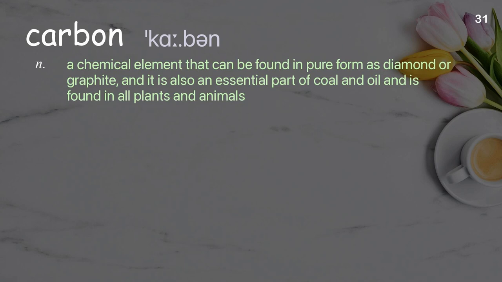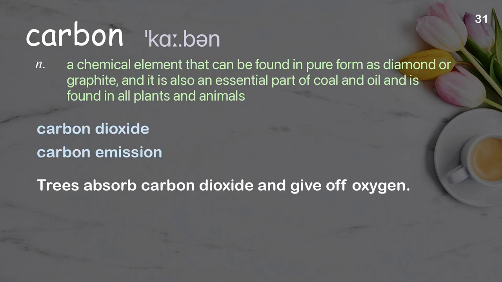Carbon: a chemical element that can be found in pure form as diamond or graphite, and it is also an essential part of coal and oil and is found in all plants and animals. Examples: carbon dioxide, carbon emission. Trees absorb carbon dioxide and give off oxygen.